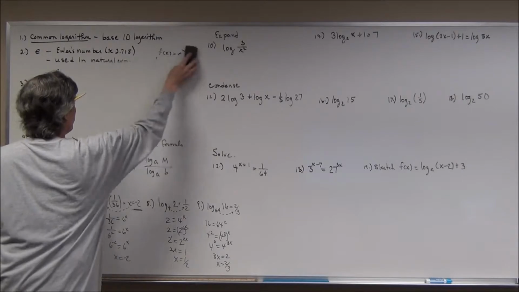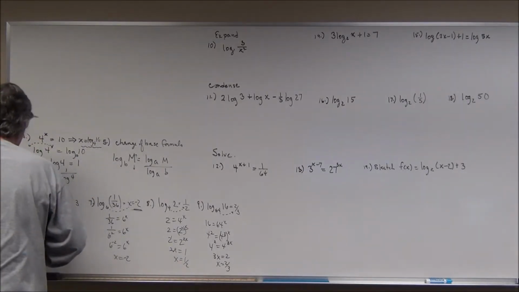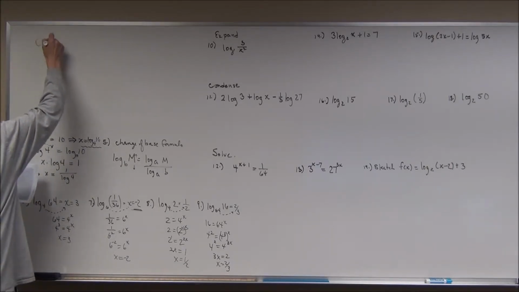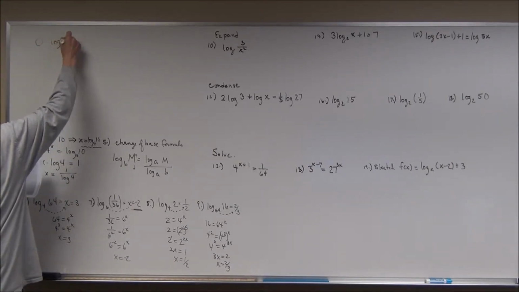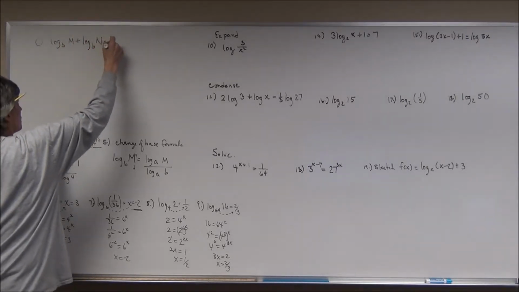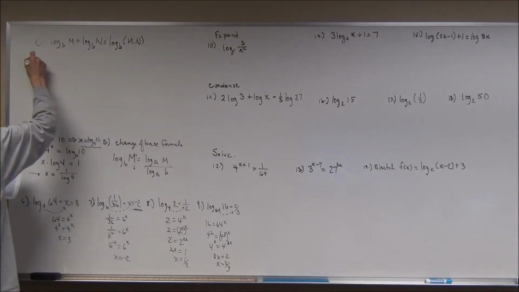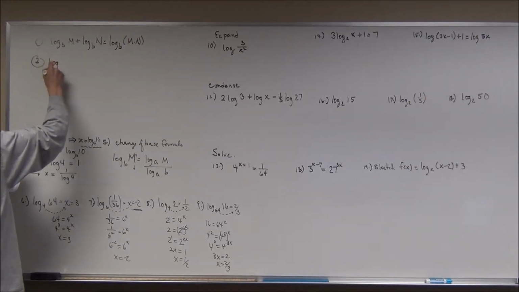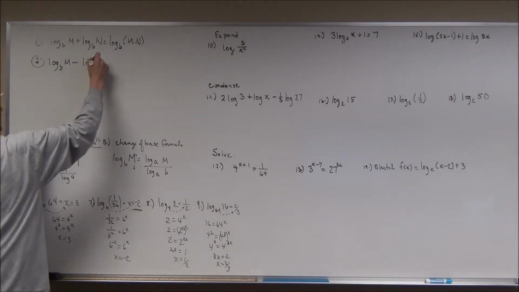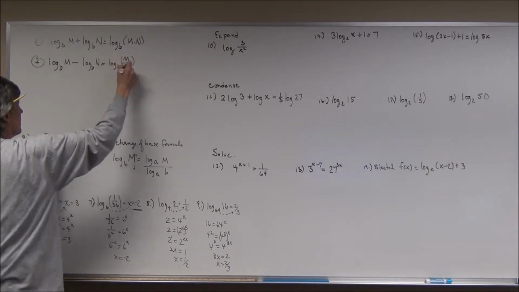So the three key properties, sometimes called the laws of logarithms. One, the log base b of m plus the log base b of n is equal to the log base b of m times n. The second one, the log base b of m minus the log base b of n is equal to the log base b of m divided by n.